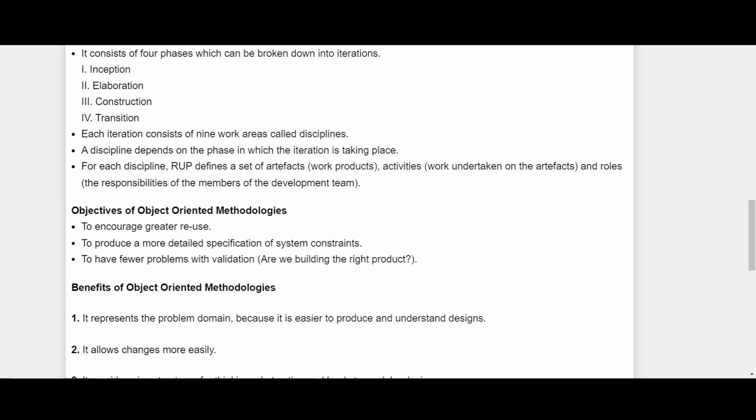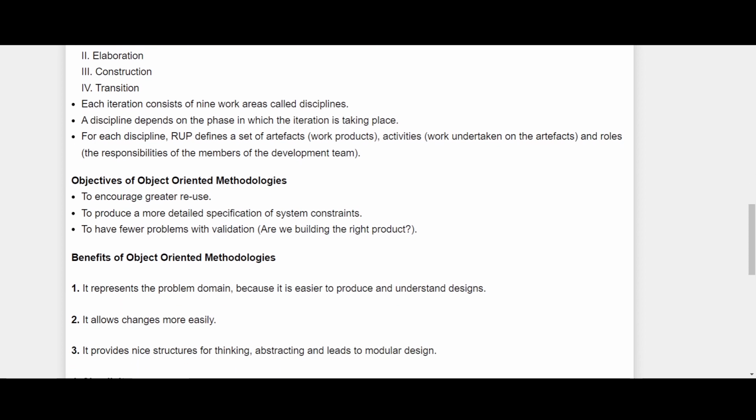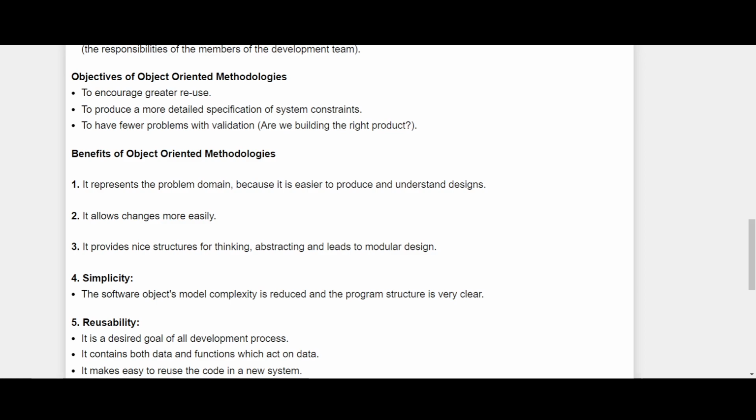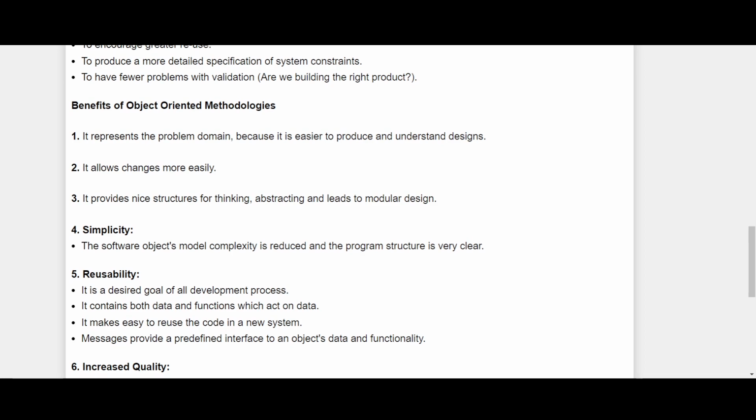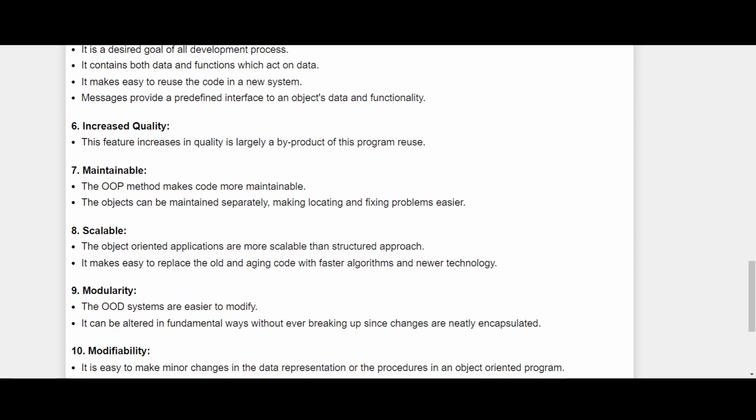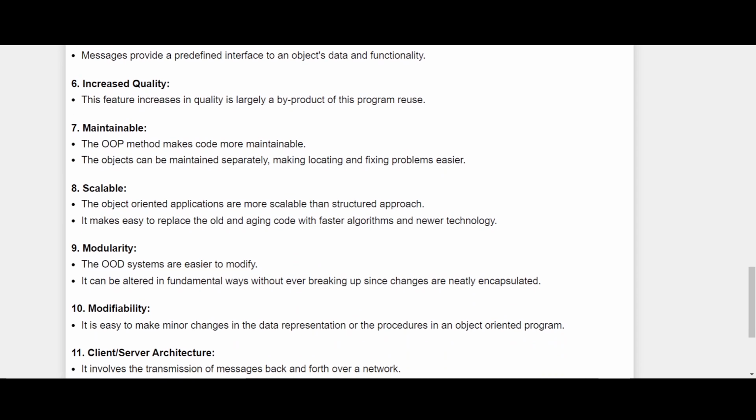So, the benefits of object-oriented methodologies. It represents the problem domain, because of which it is easier to produce and understand designs. It allows changes more easily. It provides a nice structure for thinking and abstracting, and leads to modular design. Other benefits are simplicity, reusability, increased quality, maintainability, scalability, modularity, modifiability, and client-server architecture. There are 11 benefits of OOM.